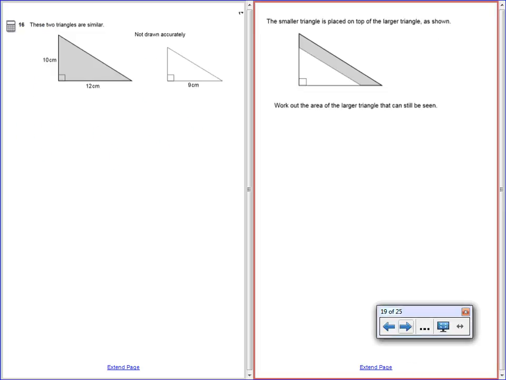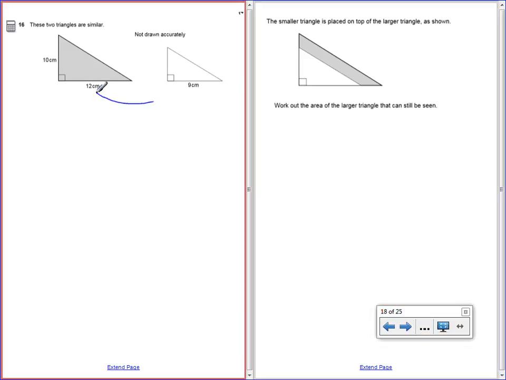And we're told that the smaller triangle is placed on top of the larger triangle, and we've got to work out the bit of the larger triangle that can still be seen, which is a shaded bit. So the first thing we've got to work out is for similar triangles, what's the scale factor? What do you have to multiply this by to get this? And to work that out, you can do the new length divided by the original length. So the new length is 9, the original corresponding length is 12. So scale factor must be 9 divided by 12, which is 3/4. That's what I'm multiplying by.